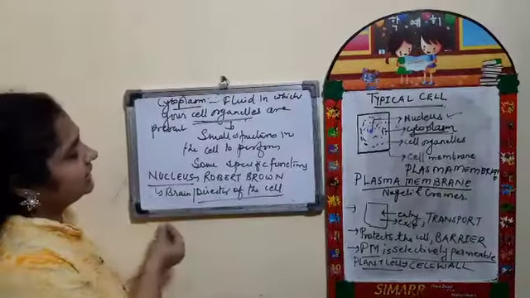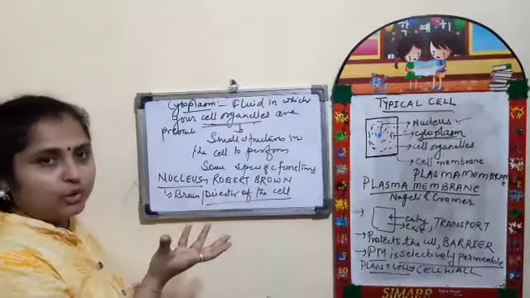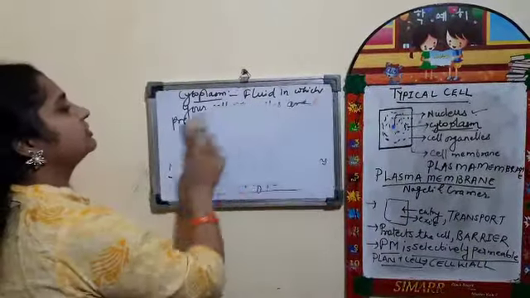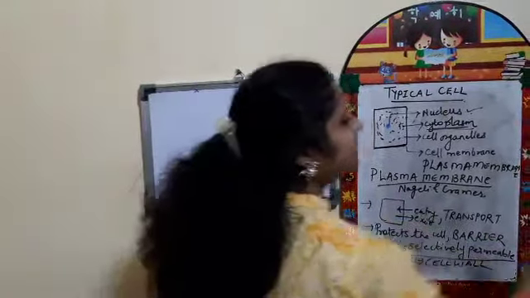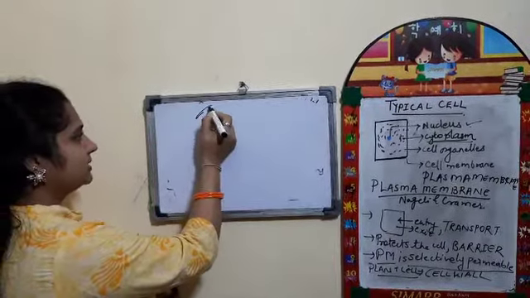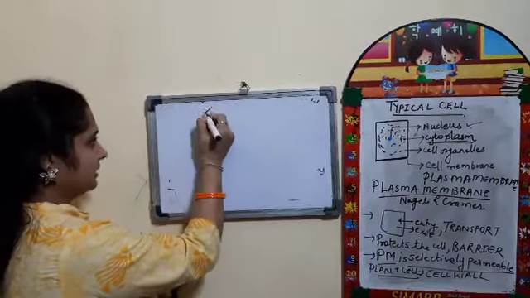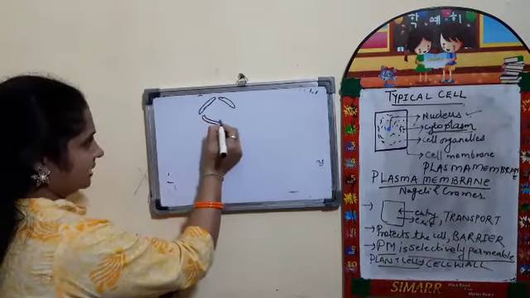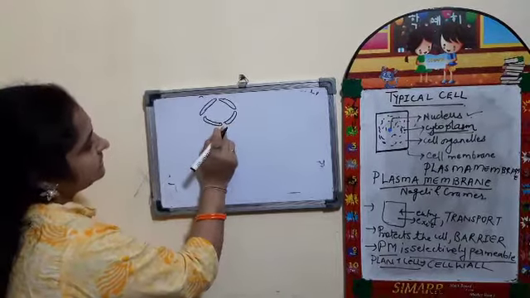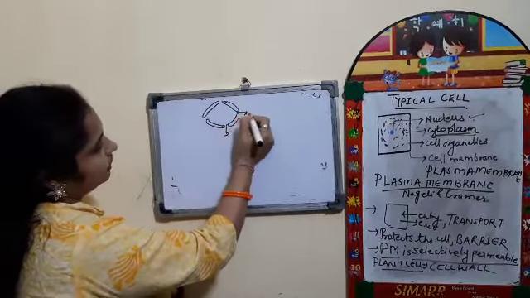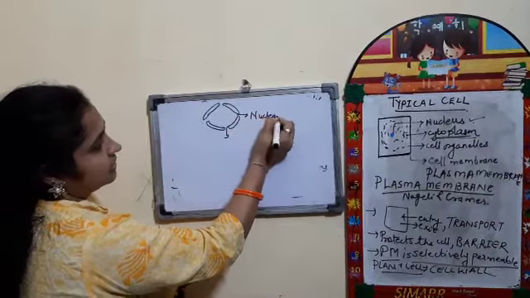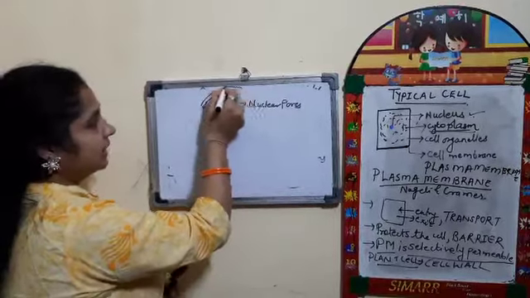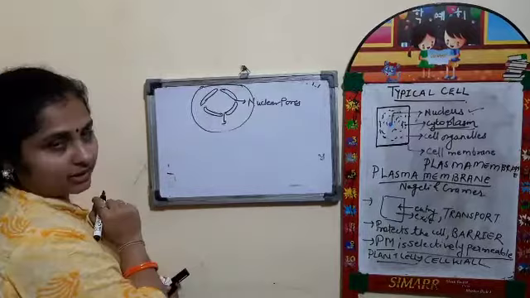Now, I will give a little more information about the nucleus, because there is a structure present in the nucleus which we need to know. So I am drawing the structure of the nucleus. The nucleus is a double membranous structure, and you can see some areas called nuclear pores, and these nuclear pores allow the entry and exit.